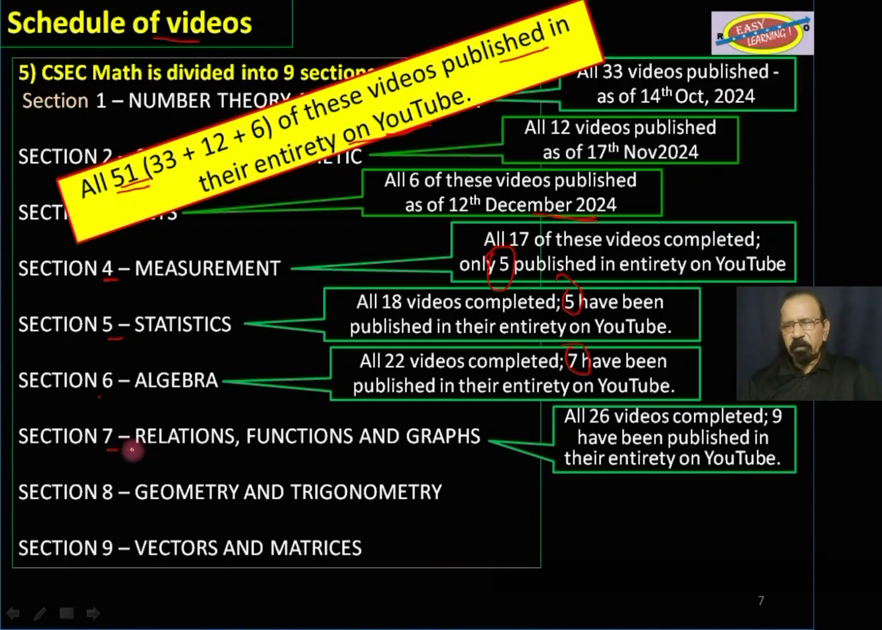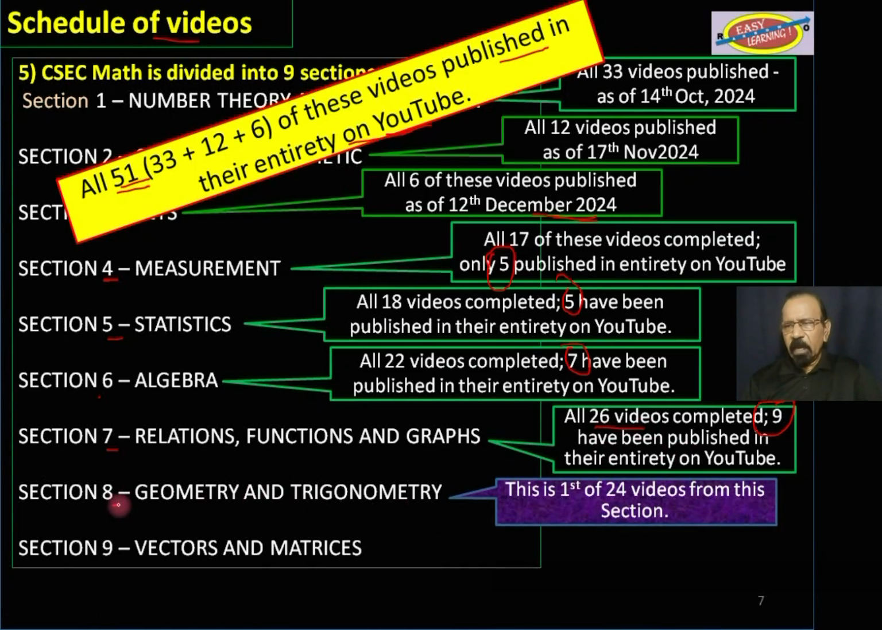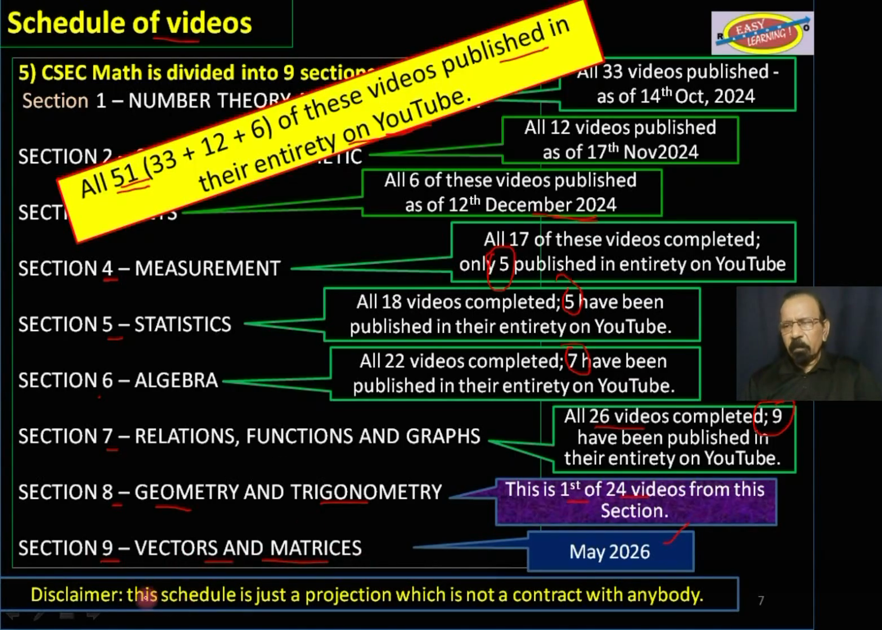Section 7, relations, functions and graphs. 9 of these 27 videos have been published on YouTube in their entirety. And we are now at section 8, geometry and trigonometry. This is the first of 24 videos. And of course, after that, we still have to do section 9, vectors and matrices. Please note this disclaimer down here. This schedule is just a projection, and it is not to be interpreted as a contract with anybody.